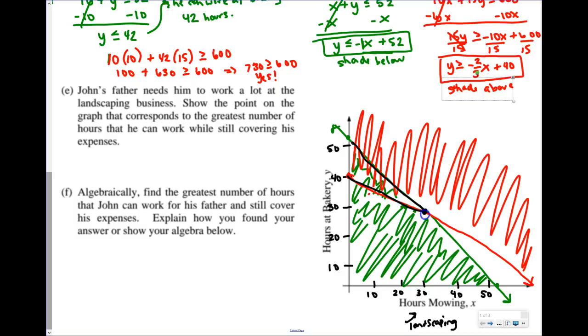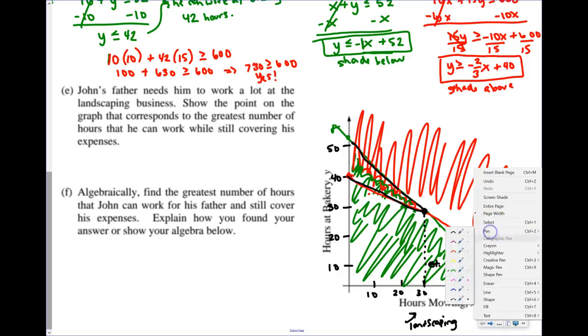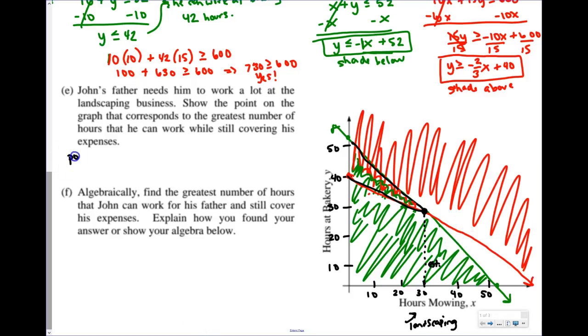That would be right here. This point right here corresponds to the most landscaping hours. Now, I'm estimating that that's about 30, right? Because that is part where the green and the red are shaded in. You can't really see it that well there, but the green and the red are overlapping here. And that would be the maximum he can work while still being part of the solution. So, this point where they intersect.